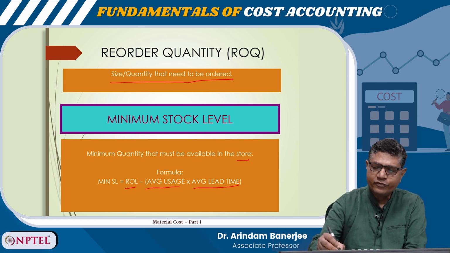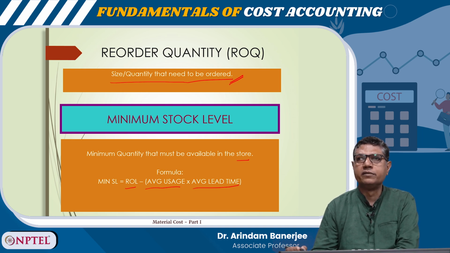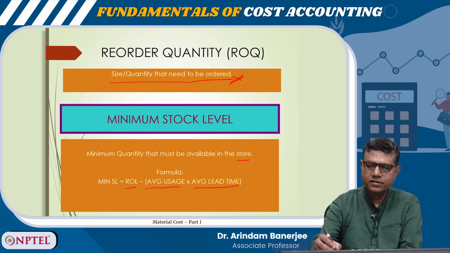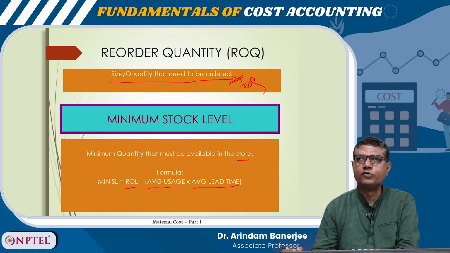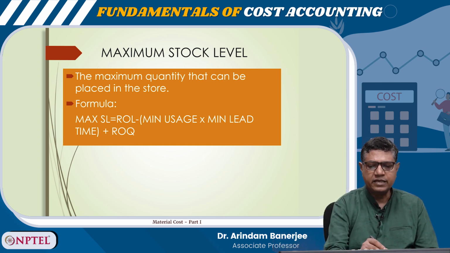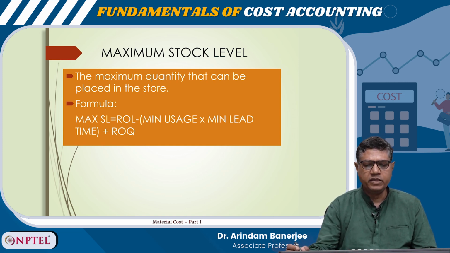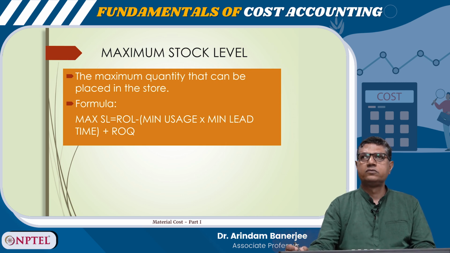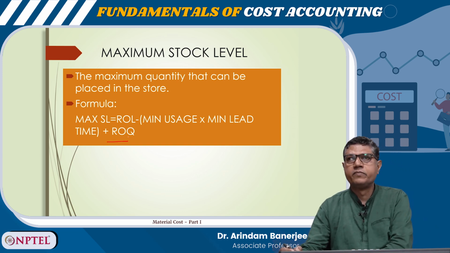The answer to this question we will see when we discuss the EOQ, the economic order quantity. When we discuss EOQ, we will seek the answer to the question of how much we need to order. Maximum stock level: the maximum quantity that can be placed in the store. The formula is maximum SL is equal to ROL minus minimum usage into minimum lead time plus ROQ. So, this is the formula for maximum stock level, right. Okay.